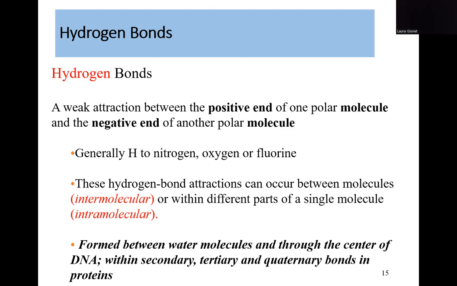These hydrogen bond attractions can occur between molecules, which is called intermolecular, or within parts of a single, very large molecule, called intramolecular. So we find intramolecular hydrogen bonds in large proteins and in the center of DNA. Hydrogen bonds can also form between water molecules, especially because you're never going to have just one water molecule; you're going to have a bunch. They're found through the center of DNA and within the secondary, tertiary, and quaternary structure in proteins. We'll revisit that when we get there, because we haven't looked at proteins or any organic families yet. But that's where hydrogen bonds can be located.